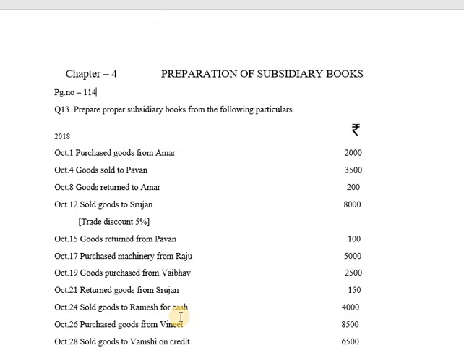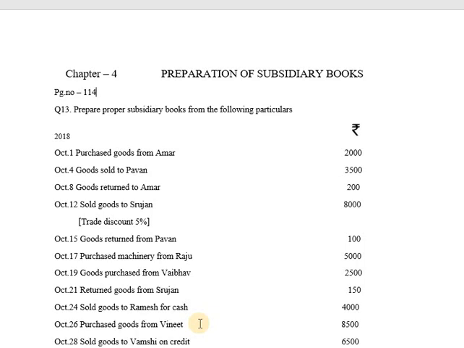अक्टूबर 24 पे ही था। Next, after October 24 we have a transaction on October 26, purchased goods from Vineet for rupees 8,500. So it is a transaction related to purchase of goods, and as the name of a person is specified, it is a credit transaction, and credit transactions will be recorded in subsidiary books.